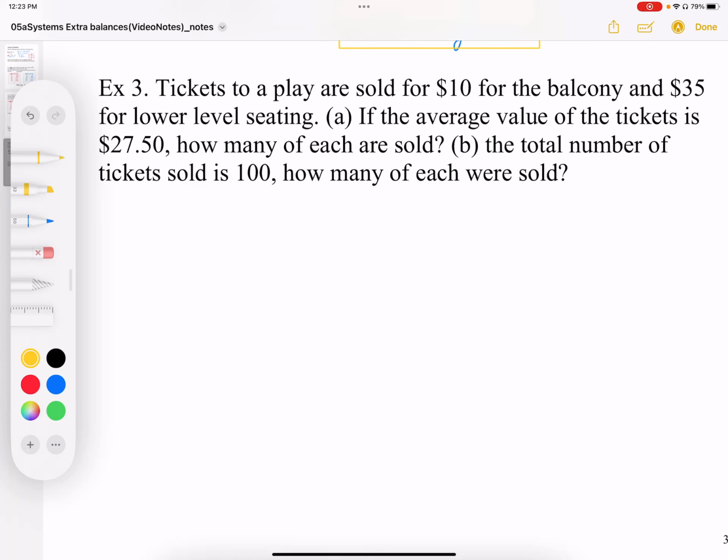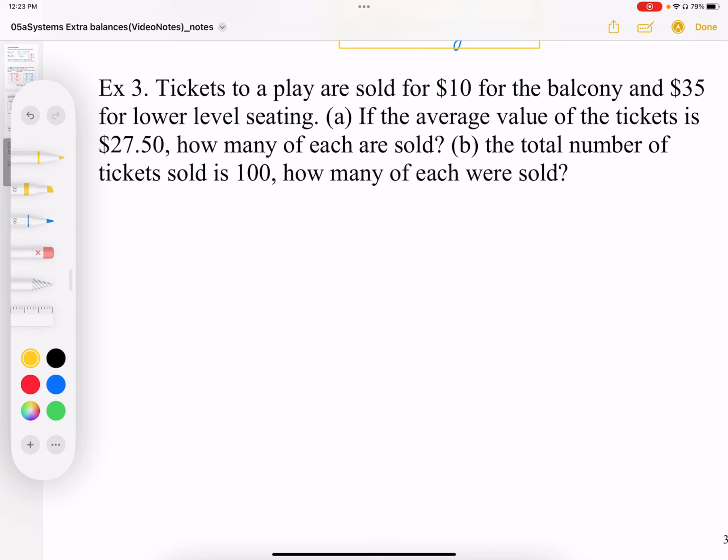So here we're told that the tickets to a play are sold for $10 for balcony and $35 for lower level seating. If the average value of the ticket is $27.50, how many of each are sold? And the total number of tickets sold is 100, so how many of each were sold?